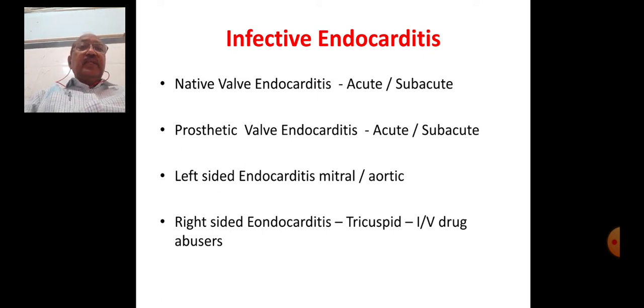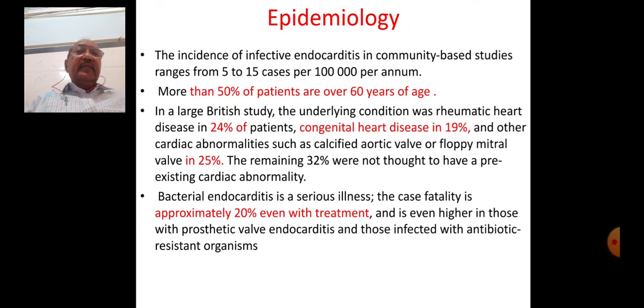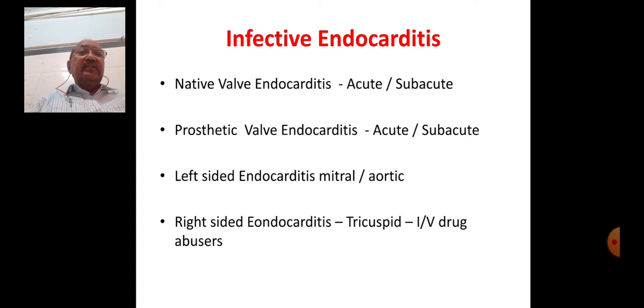Depending upon which tissue is involved, we have native valve endocarditis, which could be acute or subacute, and prosthetic valve endocarditis, which again could be acute or subacute. Then, depending upon whether the left-sided or right-sided valves are involved, we have left-sided endocarditis involving the mitral and aortic valves, and right-sided endocarditis involving the tricuspid valve, most commonly in IV drug abusers.